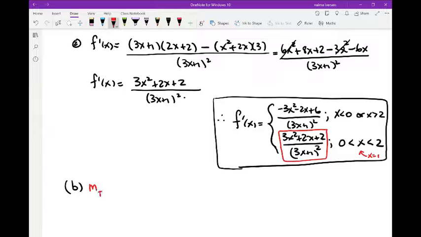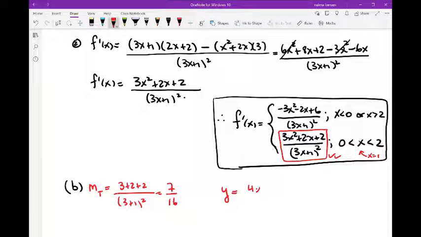To find the slope of my tangent line, I'm going to plug in 1. I'm going to get 3 plus 2 divided by 3 plus 1 squared. So that's going to be 7 over 16. And I only use this function, which means that I also only use that function to get my y value. To find my y value, I have to go back up to f of x.